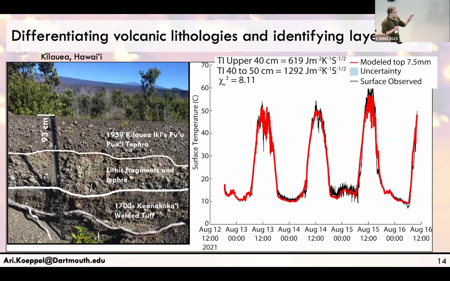So that work in northern Arizona was this basaltic tephra sand sheet. It was actually part of this broader effort to differentiate volcanic lithologies. And so we did a similar set of work at Kilauea in Hawaii. And we actually found that our initial fits weren't very good there. And it got us thinking.